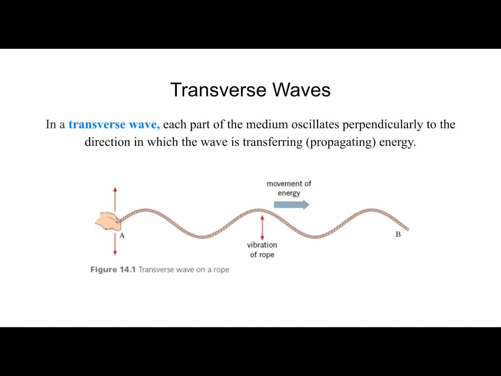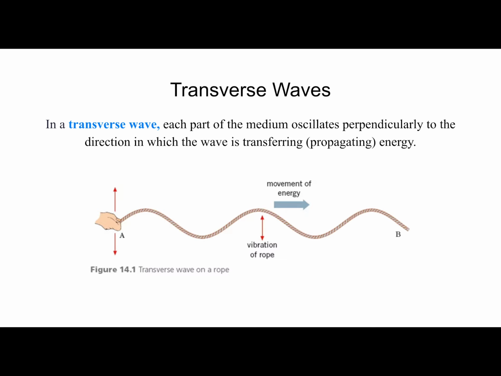There are two main types of waves that we'll be covering in traveling waves. This includes transverse waves and longitudinal waves. First, we're talking about a transverse wave. In a transverse wave, each part of the medium oscillates perpendicularly to the direction in which the wave is transferring or propagating energy.